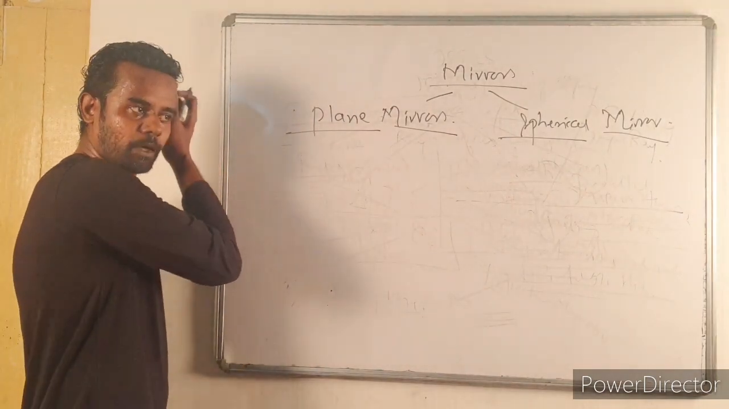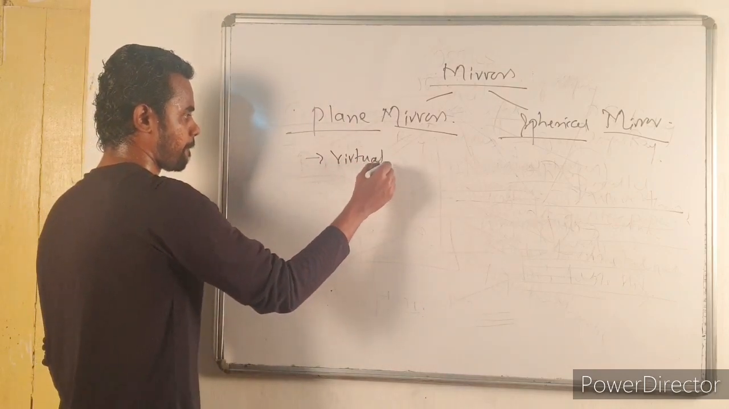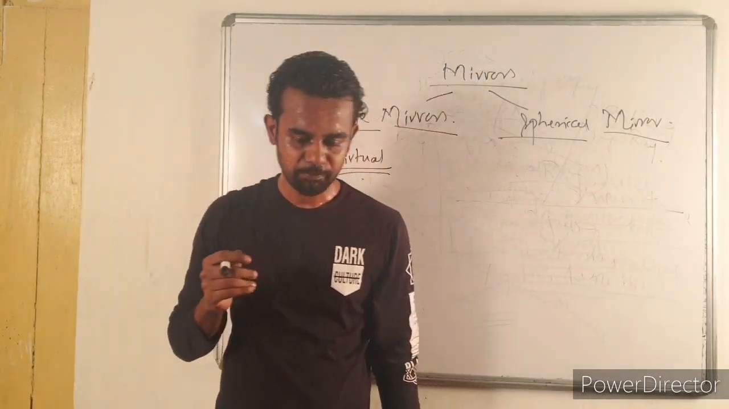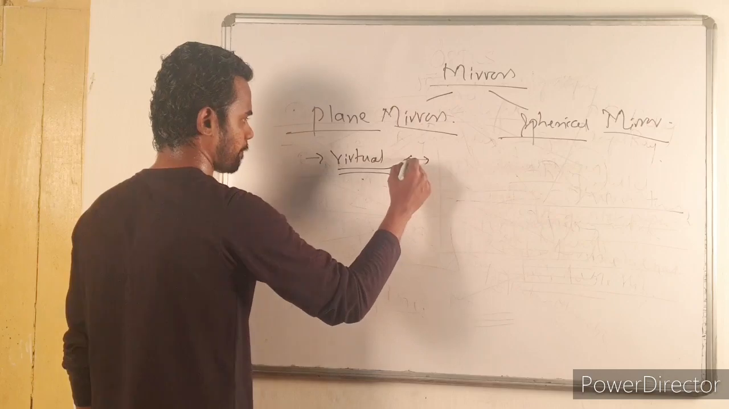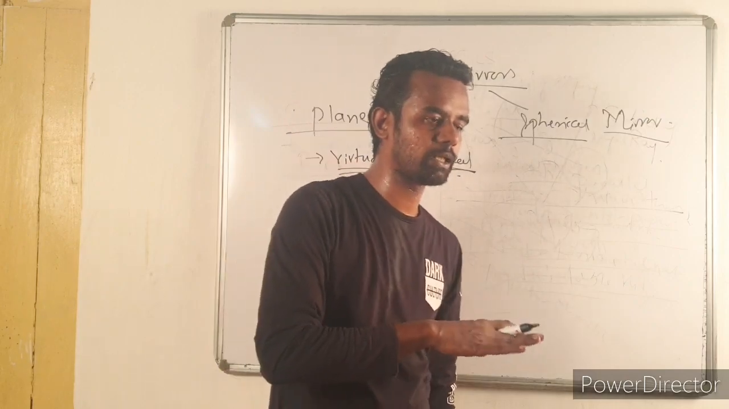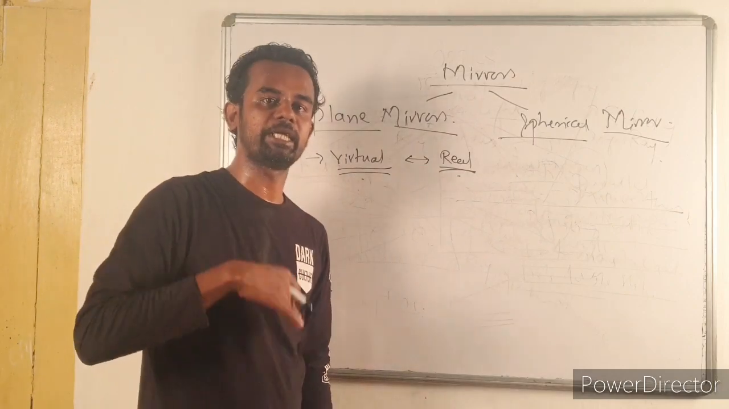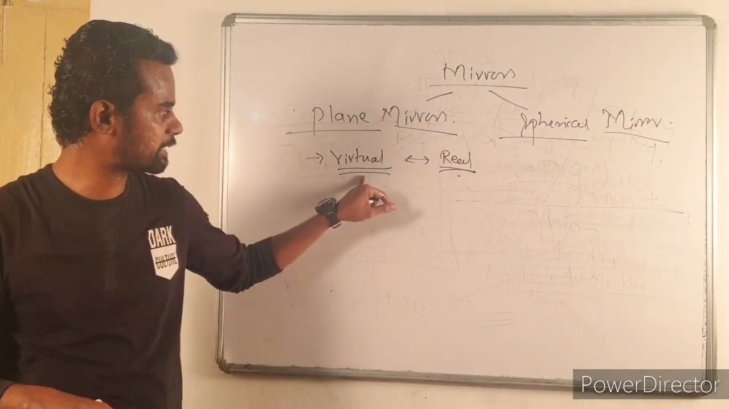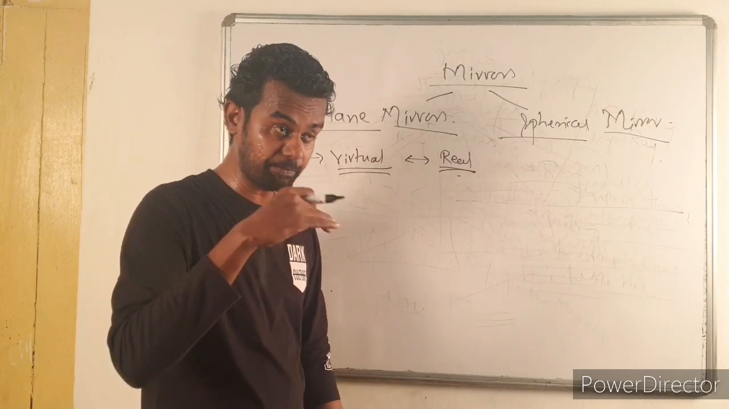Now, a plane mirror will form an image which will be virtual. Okay. Now, what is a virtual image? The opposite of a virtual image is a real image. When you are talking about optics, about objects and images, we should know that if a mirror or a lens forms an image, then that image will either be virtual or real. Virtual images are those images which can be seen by the naked eye. Okay, we can see the virtual image.